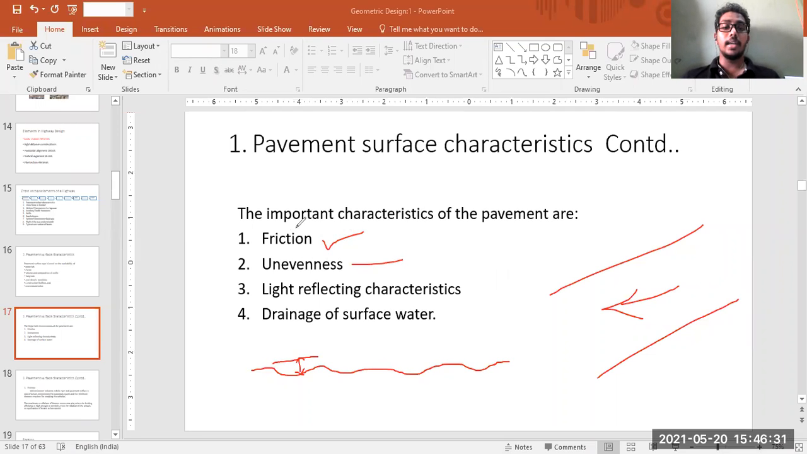Likewise, yesterday we dealt with the causes of friction, as well as the effects and causes of unevenness. And today we shall come across the light reflecting characteristics.